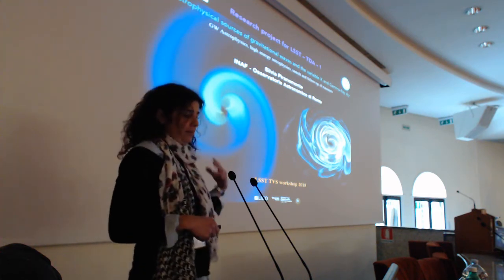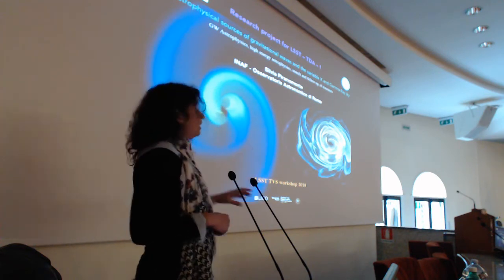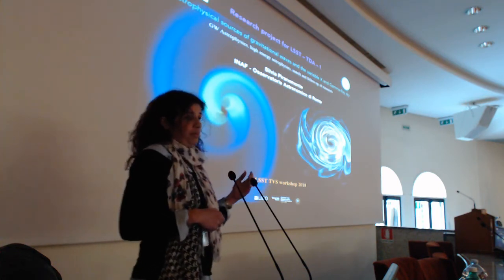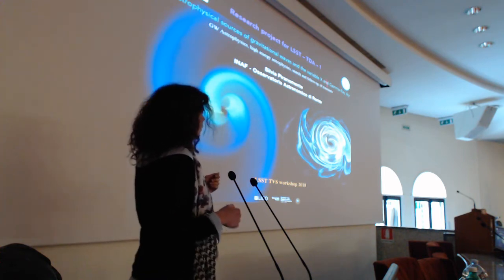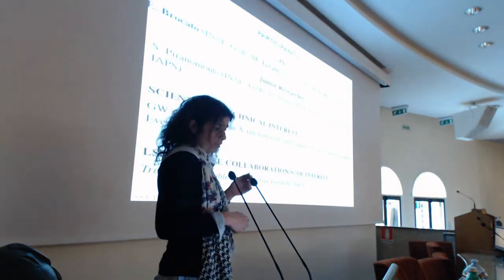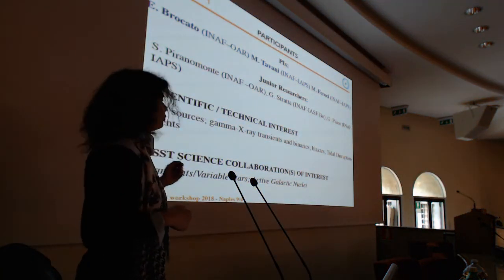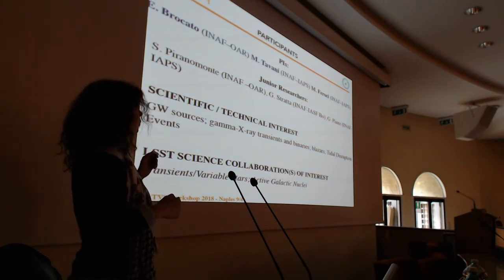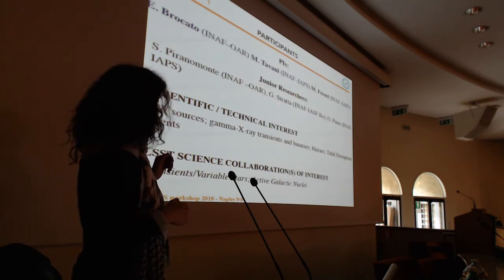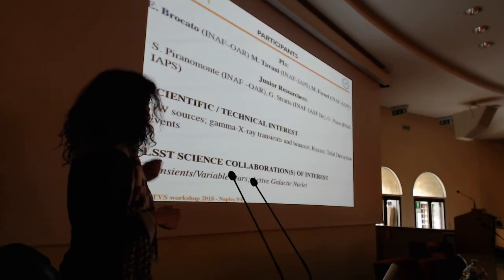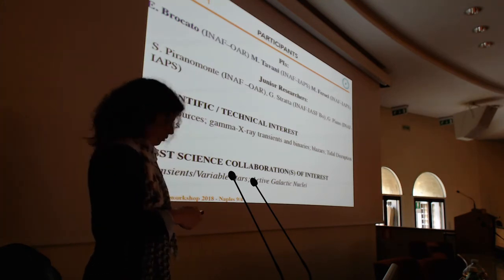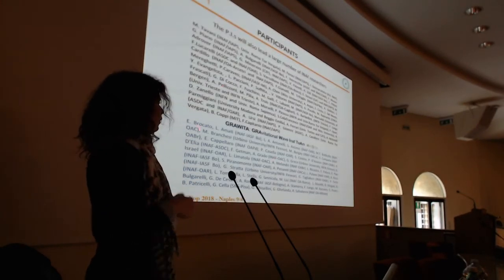I'm Silvia Piranomonta, and I'm part of the LSST Italy group, which is dedicated to the search of the astrophysical sources which are the electromagnetic counterpart of gravitational waves. And in this group, we also have people who work with the variable X-ray and gamma-ray sky. So let me present the group. The PIs are Enzo Brocato, Marco Tavani, and Marco Feroci. The junior researchers are Giovanni Piano, Giulia Stratta, and me. And our scientific and technical interests, of course, are the gravitational wave sources, gamma-ray and X-ray transients and binaries, blazars, and tidal disruption events.